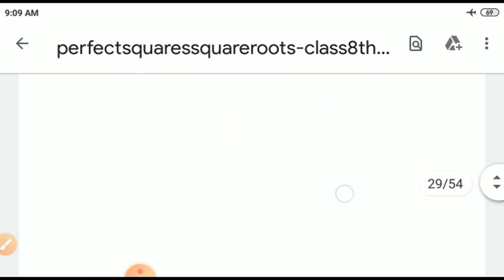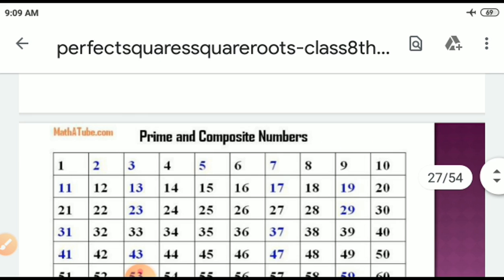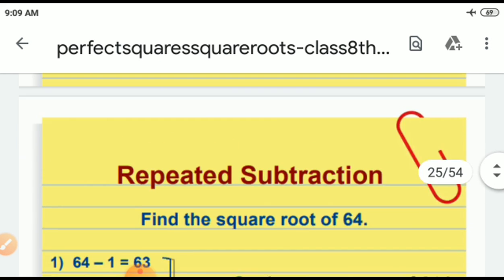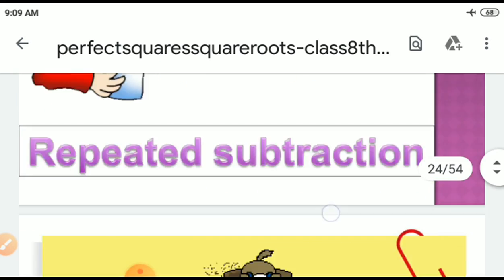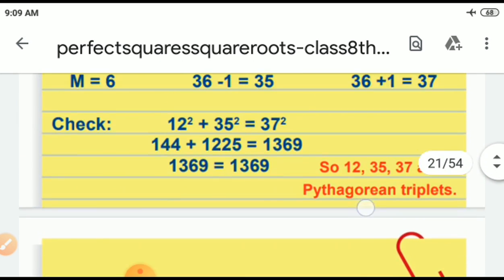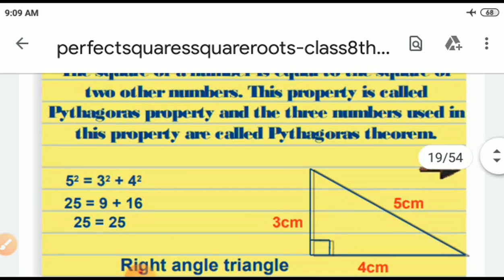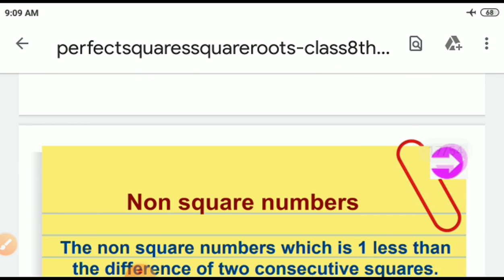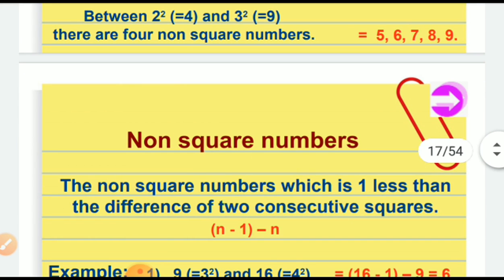Yes. So, it's a little bit front. Pages are there. I just try to show you how many numbers were there. Finding square root. Repeated subtraction also we did. Pythagoras triplet also you have to remember. Correct. Hypotenuse, उससे पहले था ये topic. Yes. Non square number n minus n 1.